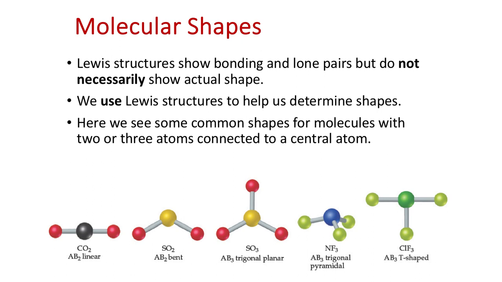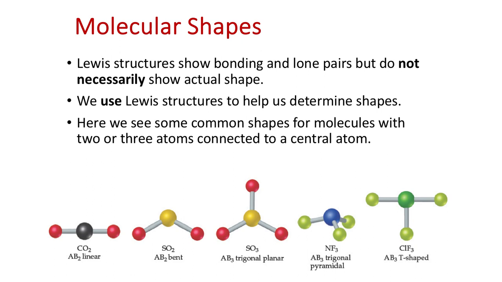They're going to show us the bonding nature. They're going to show us how many single versus double versus triple bonds a molecule has, where the lone pairs are, or how many lone pairs there are. And then we can use these Lewis structures to help us determine shape, but we're going to have to think about how the lone pairs and the bonding pair electrons are going to try to repel each other and get as far away from each other as possible.